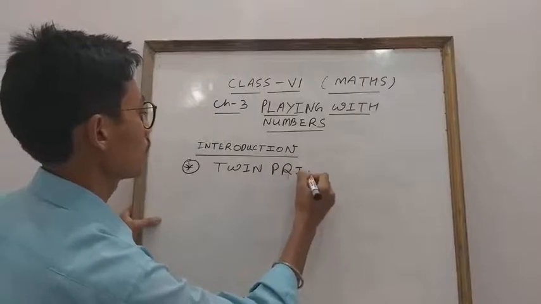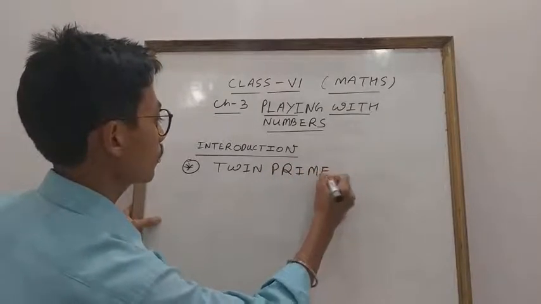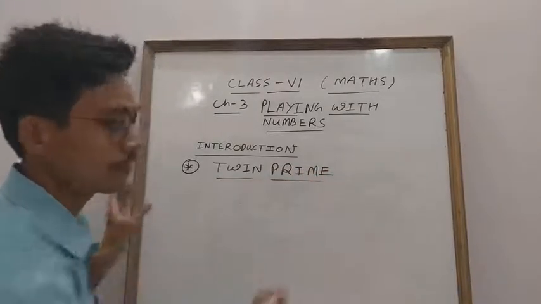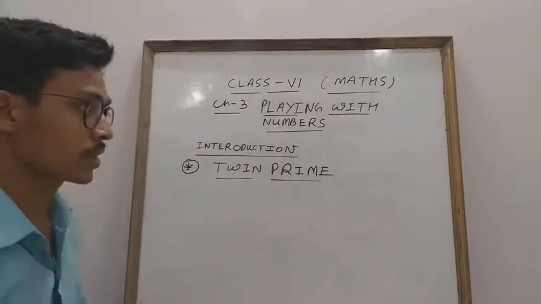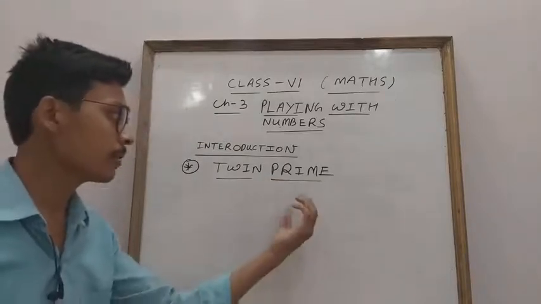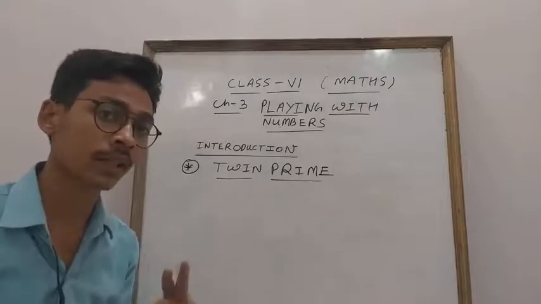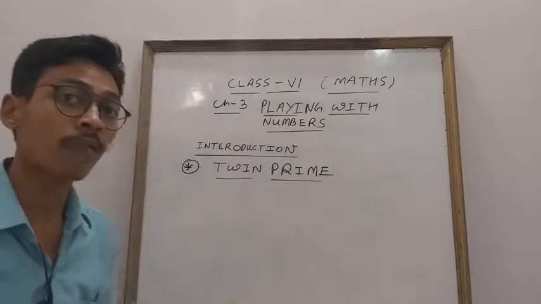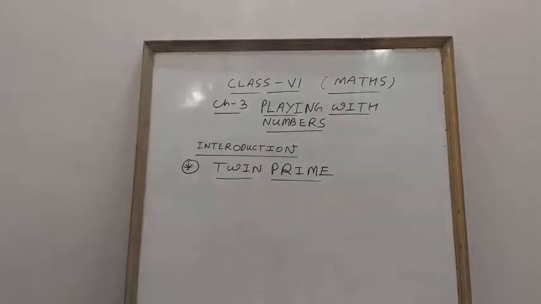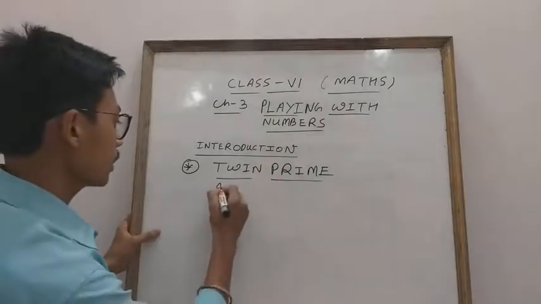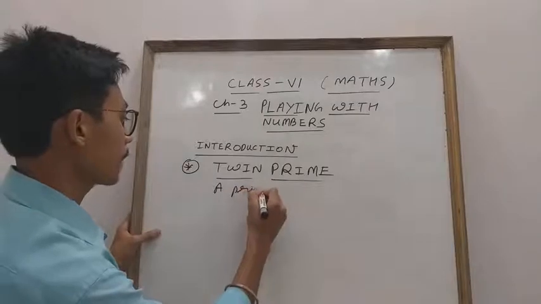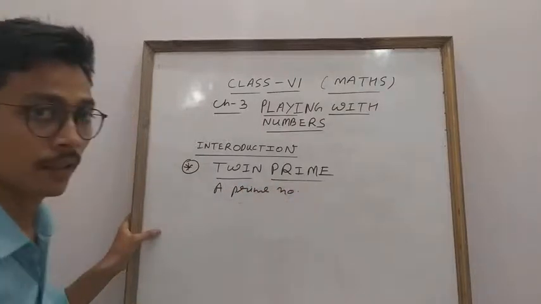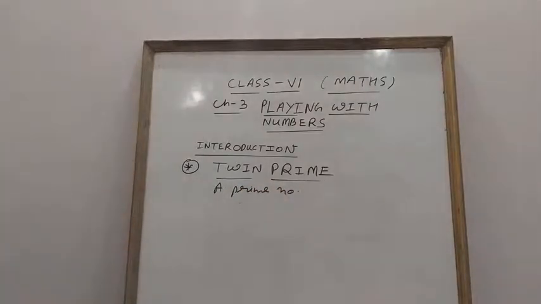Clear student? A prime number everyone knows because this is very simple. Maybe in the previous class also we discussed, and also in chapter 1 and 2 I discussed. So a prime number, everyone knows, is a number having only two factors, 1 and the number itself. What is the meaning of twin prime, student? A pair of prime numbers whose difference is 2.